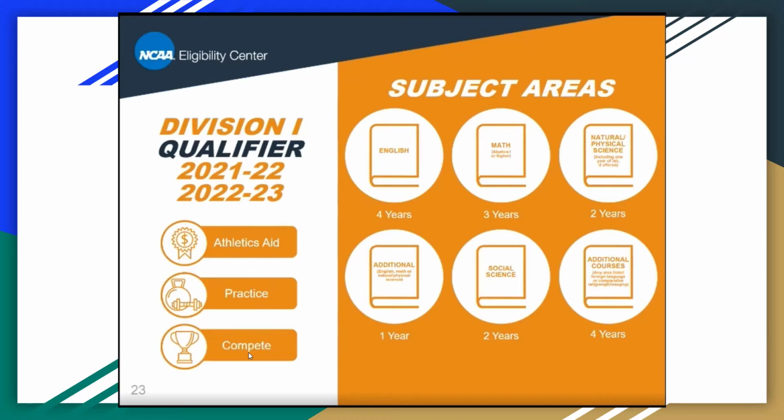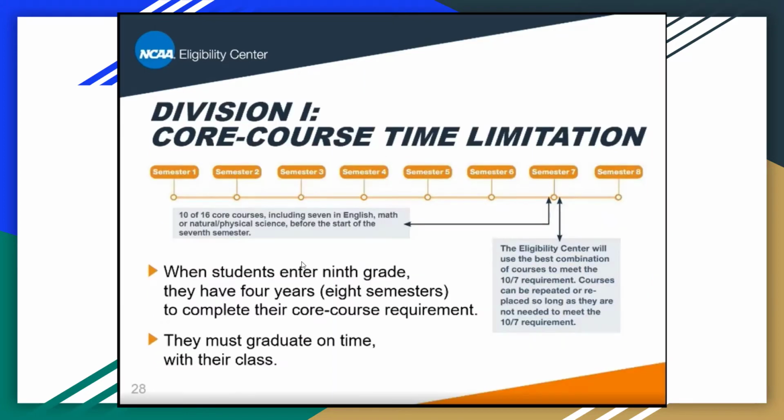But there is another caveat, and we want to show you that now. This is called the 10-7 rule, and it's really important if you want to participate at the Division I level. So we know the courses that are required. Now, you need to do those courses within the 8 semesters. And so if you're a freshman, obviously you have 8 semesters to graduate. Here's what's important with the 10-7. You have to do 10 of the 16 required courses before your senior year.